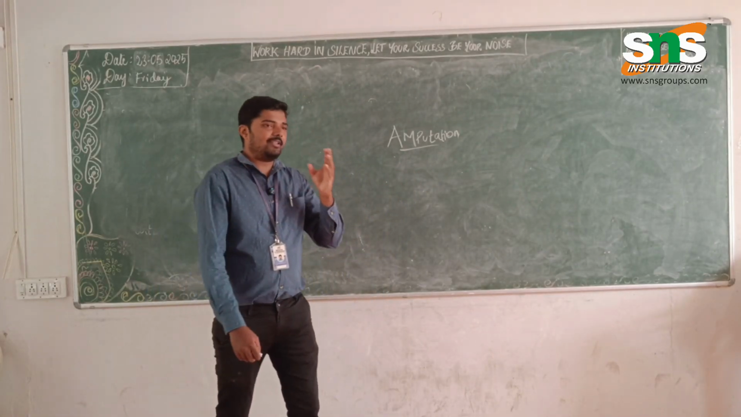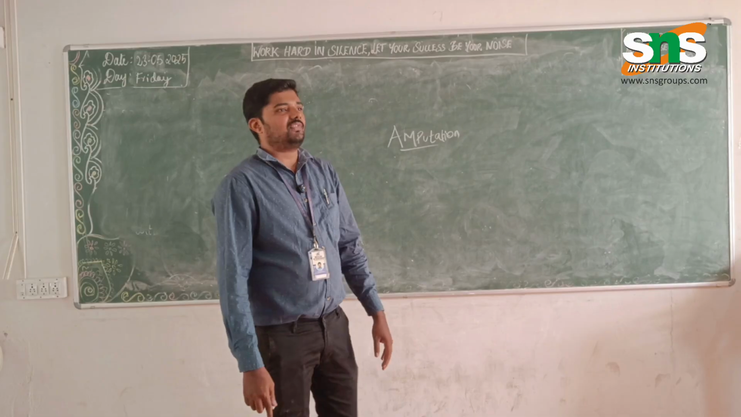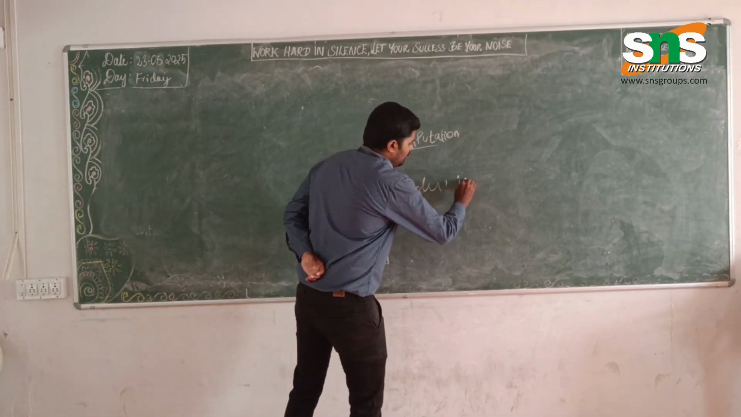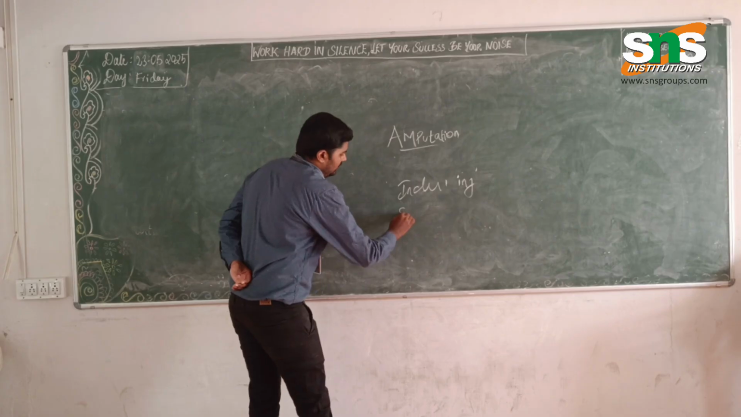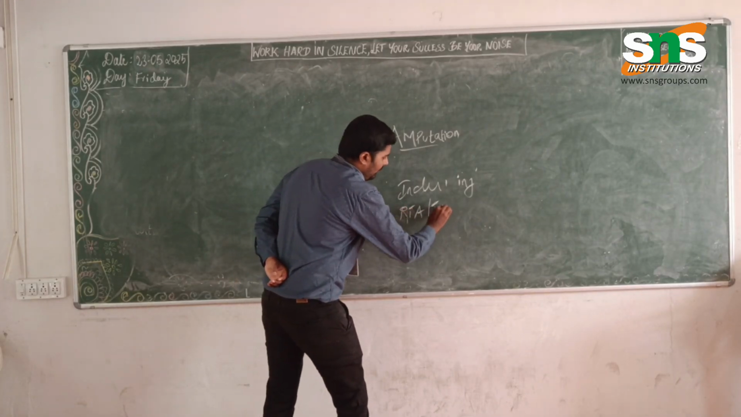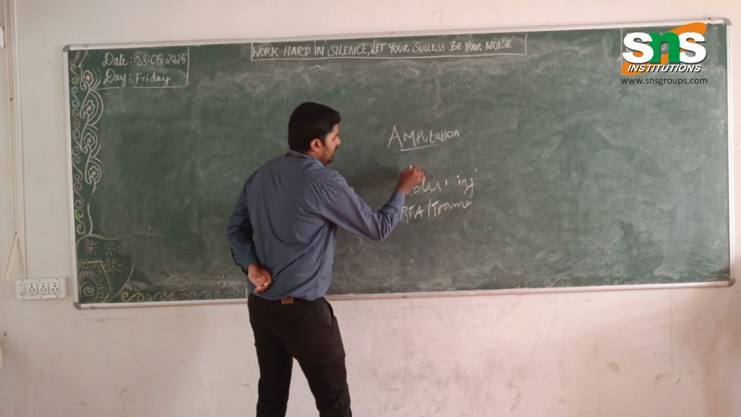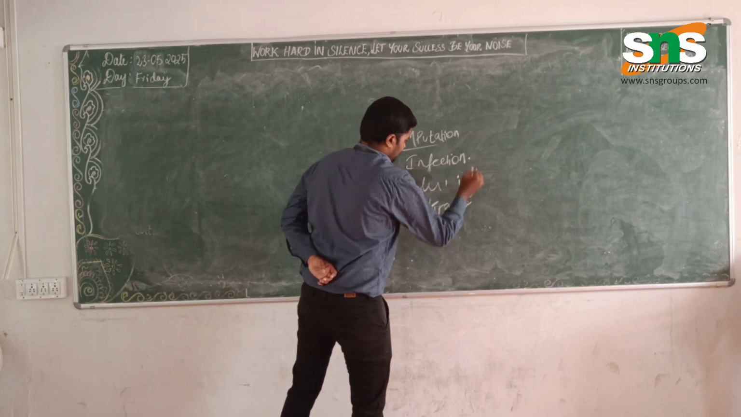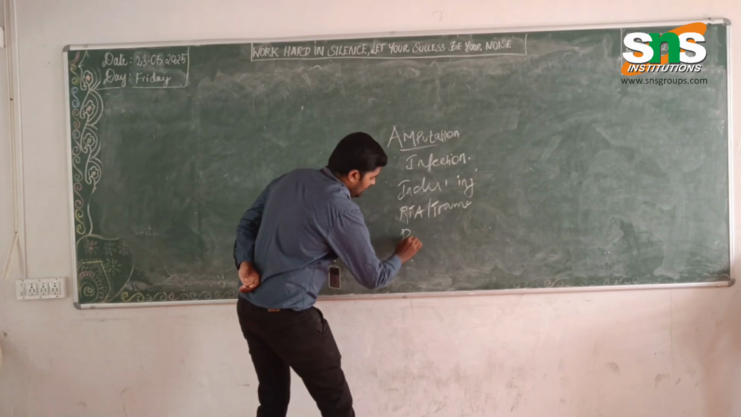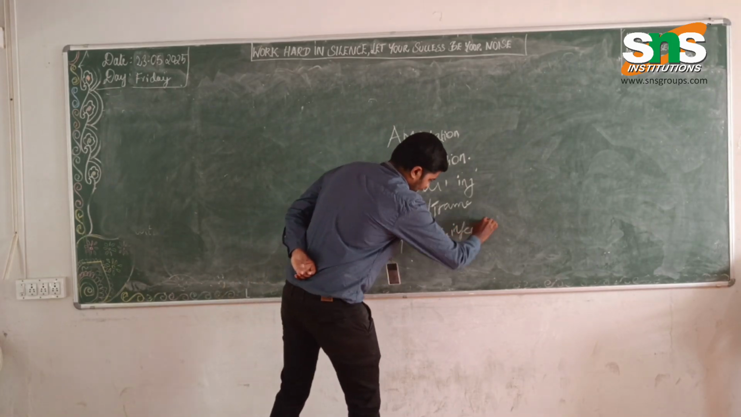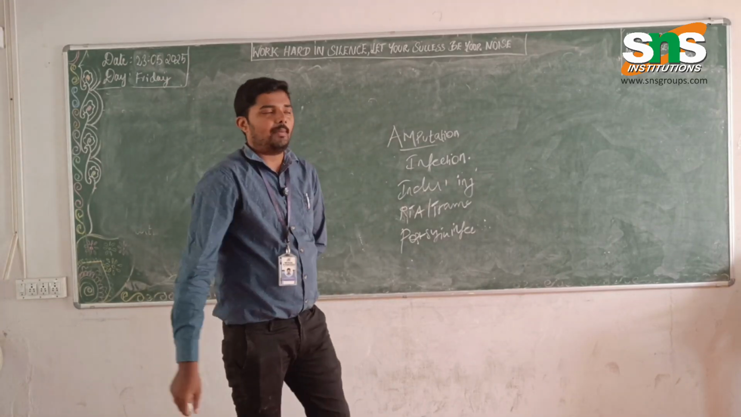Then industrial injuries are most common. Then RTA or trauma injuries, then any infections, and post-surgical infections. These are the most common causes for amputation.